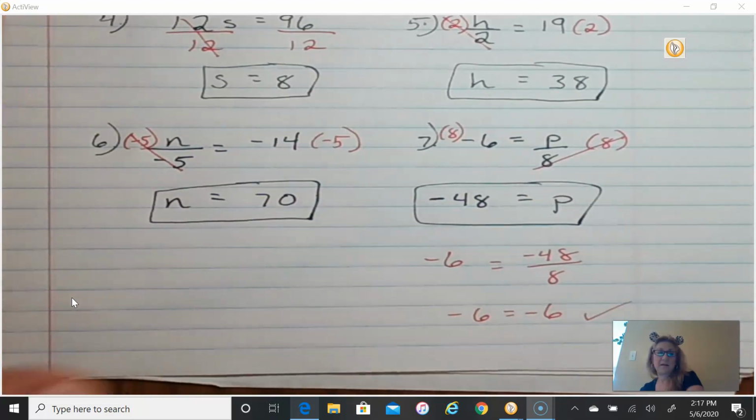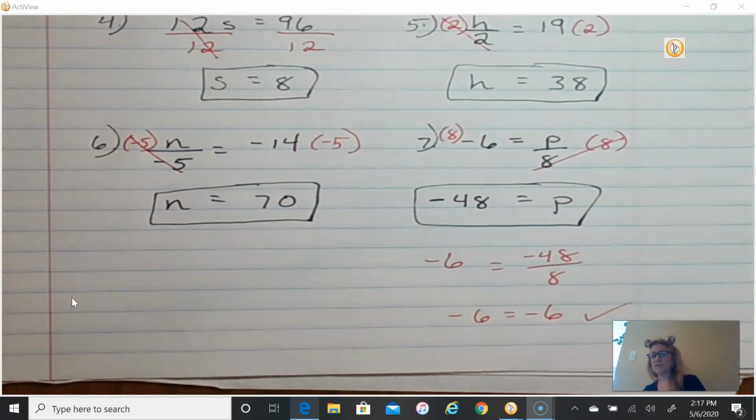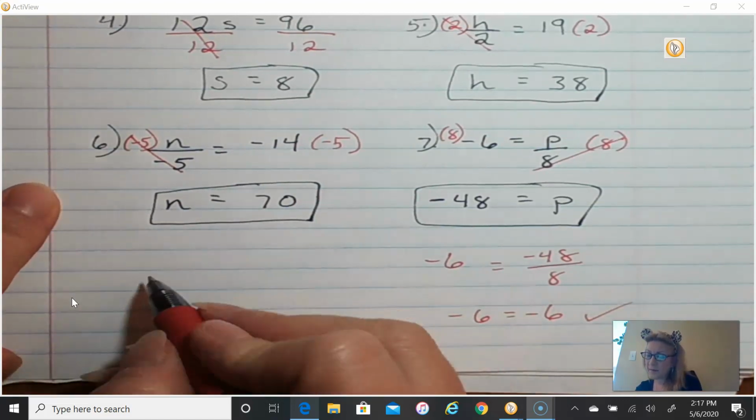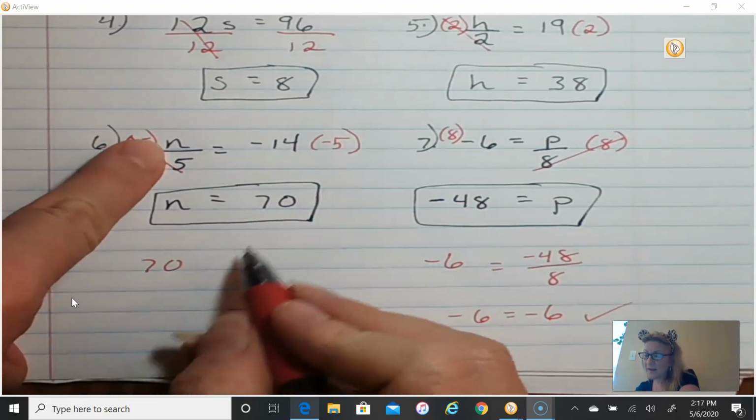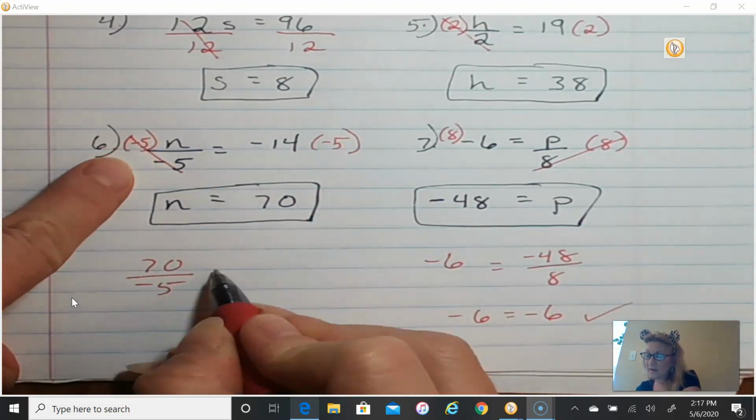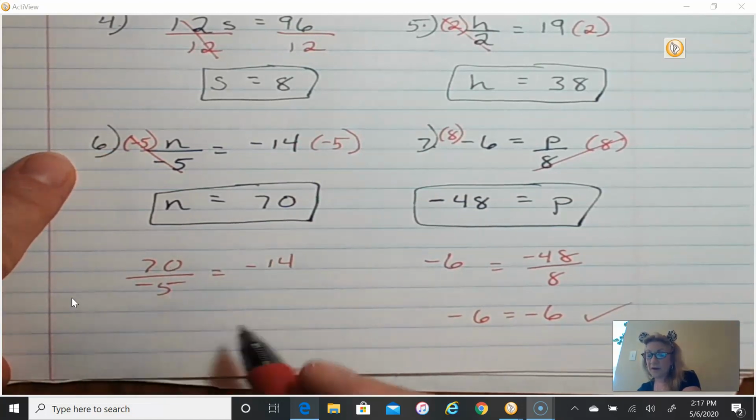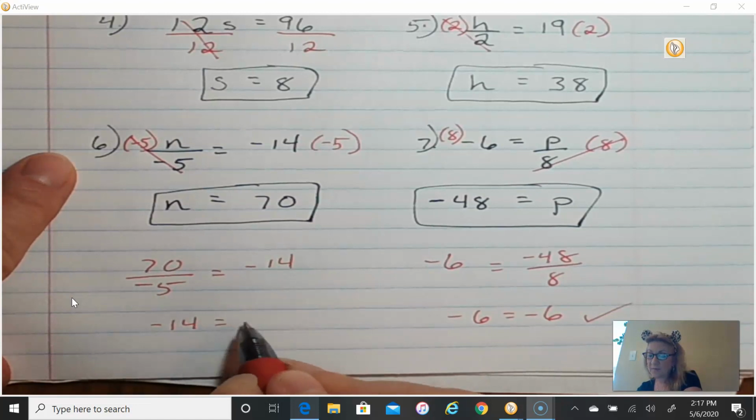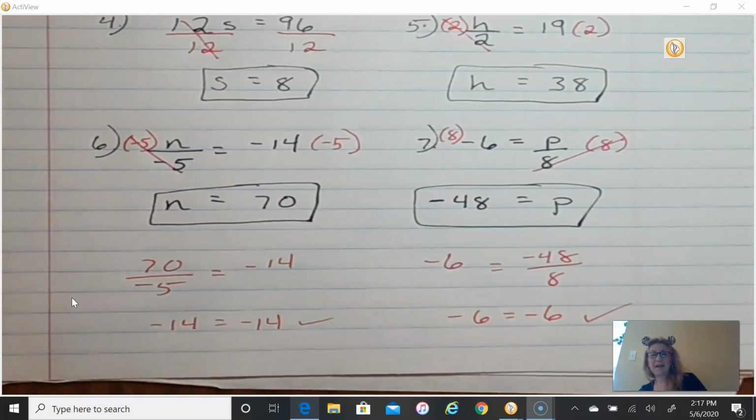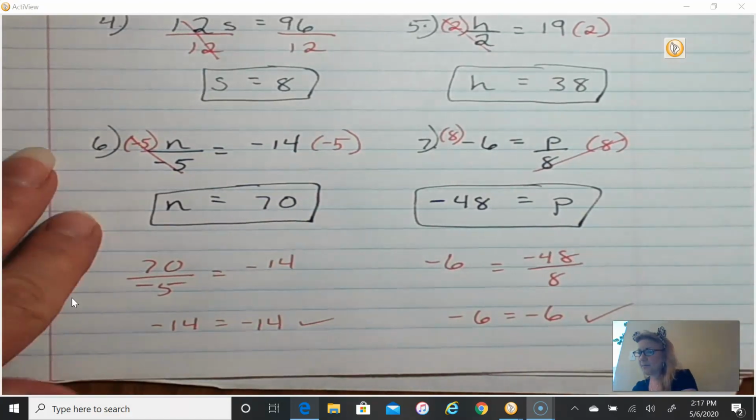It checks. See, that's a good way of doing it. Y'all should do that, because if you can go back and check, like right here, if we replace that N, and solve 70 divided by -5, -14. Checks. If you do that, even when you're adding and subtracting and everything, and you don't come up with the same answer, you've done something wrong. Okay? All right.